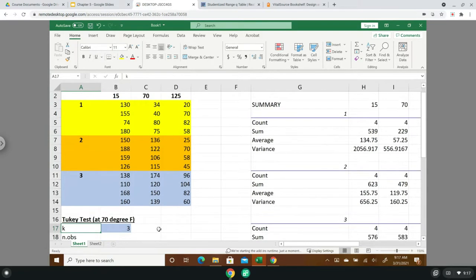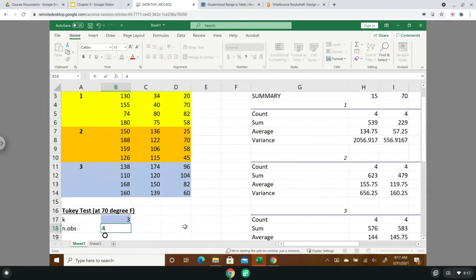Okay, if our interaction effect was not significant, then we wouldn't care about this. We would perform at all temperatures. So in this case, because of the significant interaction effect, we are performing at 70 degree Fahrenheit. So number of observations for each plate type, we perform 4 experiments. So number of observations would be 4.